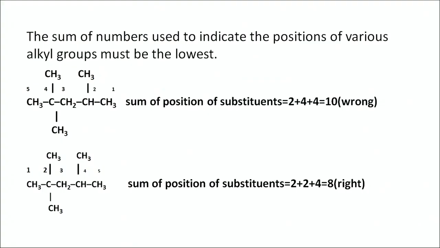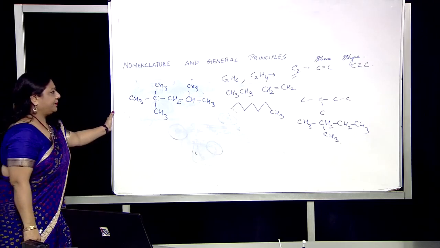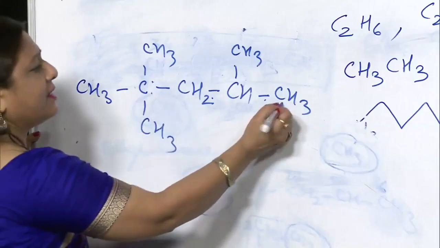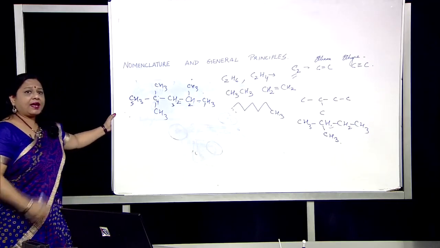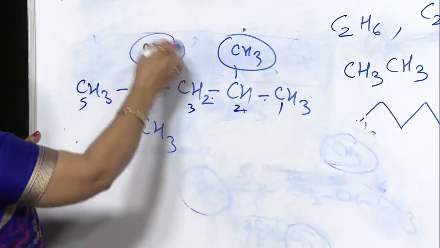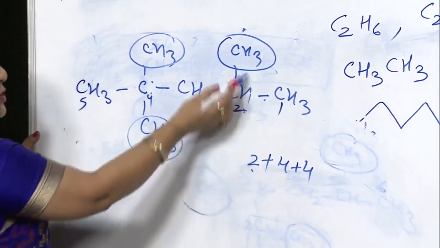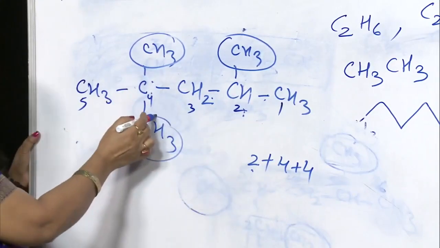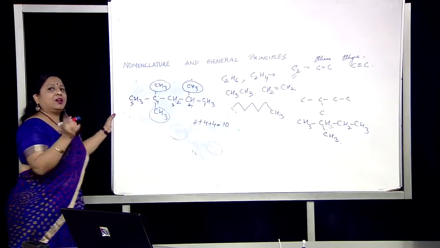Let us understand the lowest sum rule by taking another example. What do you mean by the lowest sum rule? Okay, let us look at this example. If I start numbering from the right-hand side 1, 2, 3, 4 and 5, one branch is at position 2 and 2 branches are at carbon number 4. So if I add 2 plus 4 plus 4, it comes out to be 10. That means I have to take the lowest sum.